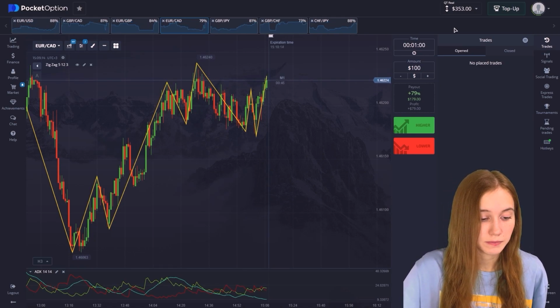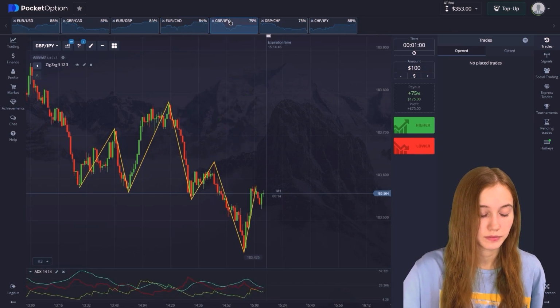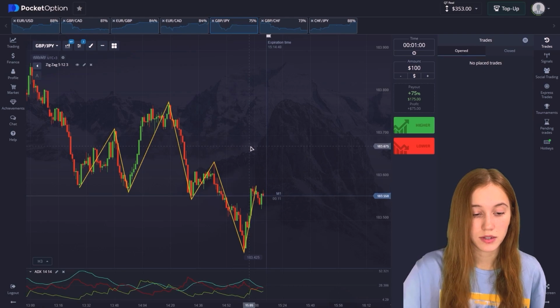And let's move on to the next currency pair. So now we are ready to move on to the next currency pair.